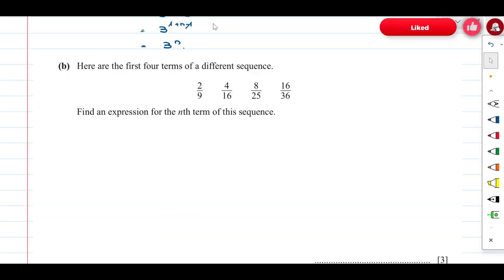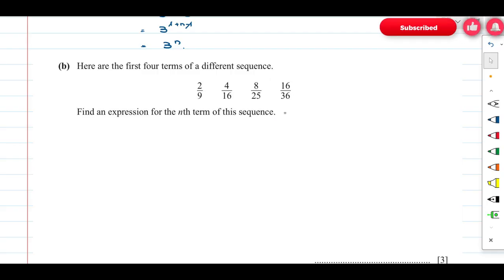All right, let's do one more practice question. Here are the first 4 terms of a different sequence. Now you can see the sequence is in fractions, right? Find an expression for the nth term of the sequence. We need to find the nth term for this sequence.